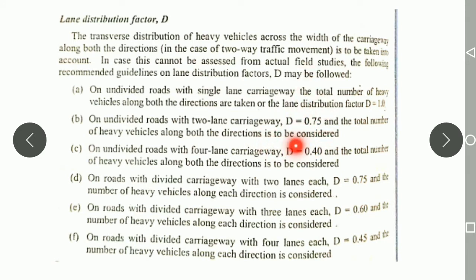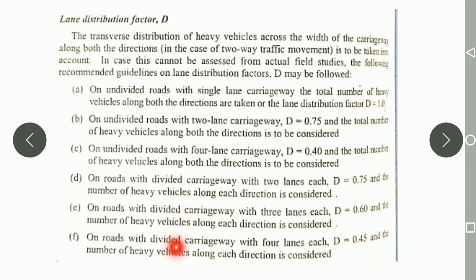In these three cases, the traffic considered is the total number of heavy vehicles along both directions. Both directions means what? If there is a 2-lane road, you have to consider the traffic in both directions. Then this D, that is the lane distribution factor, is applied.